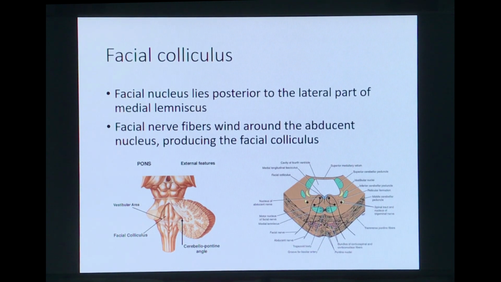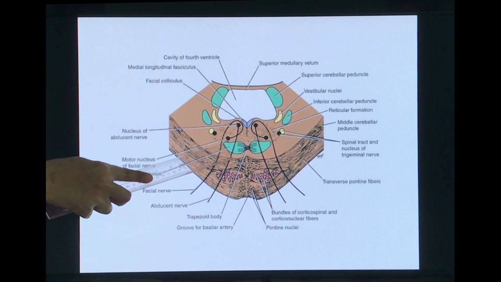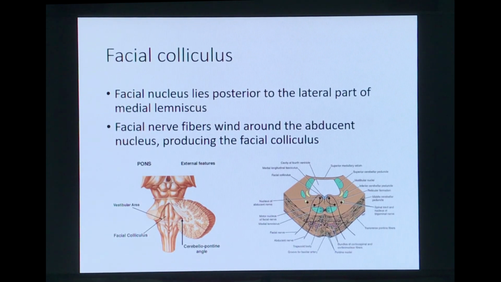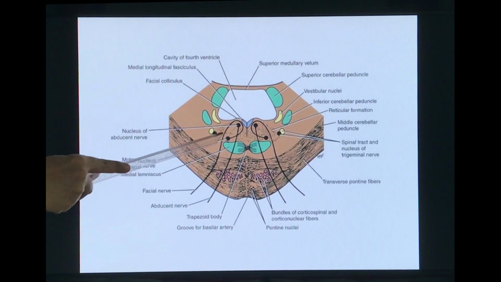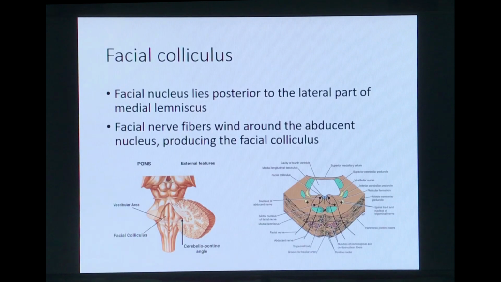Facial colliculus, I've already mentioned. The nucleus lies posterior to the lateral part of the medial lemniscus. So here you can see the facial nucleus. The facial nerve fibers wind around the abducent nucleus, producing the facial colliculus, and they exit anteriorly, and the fibers are seen at the pontomedullary junction. Externally they are emerging out at the pontomedullary junction. So here you can see the facial colliculus externally.